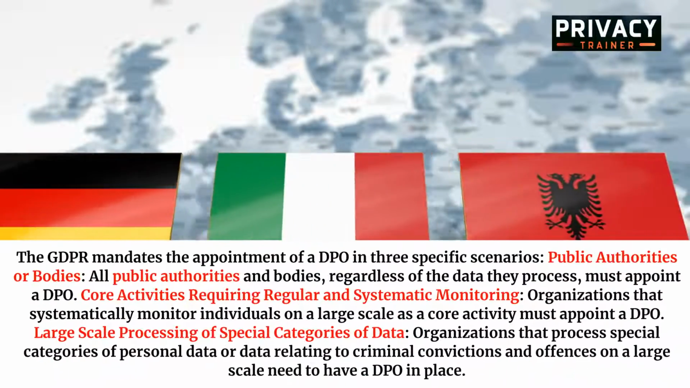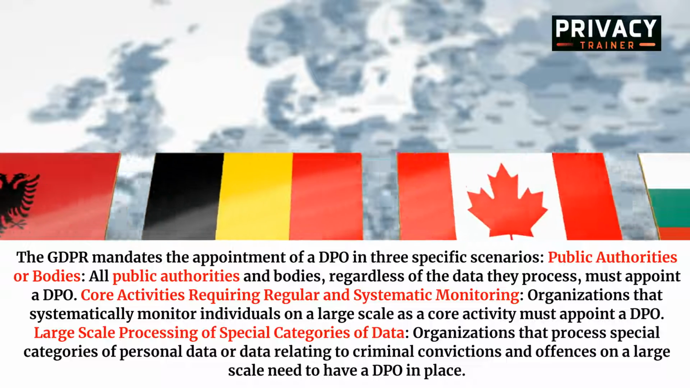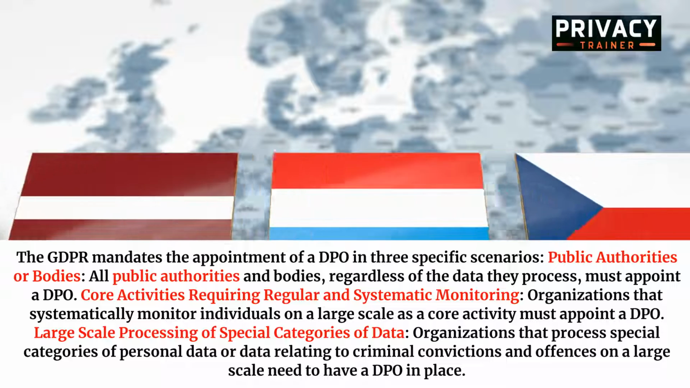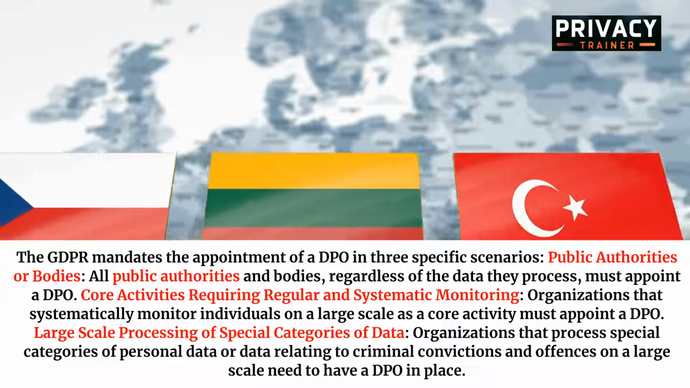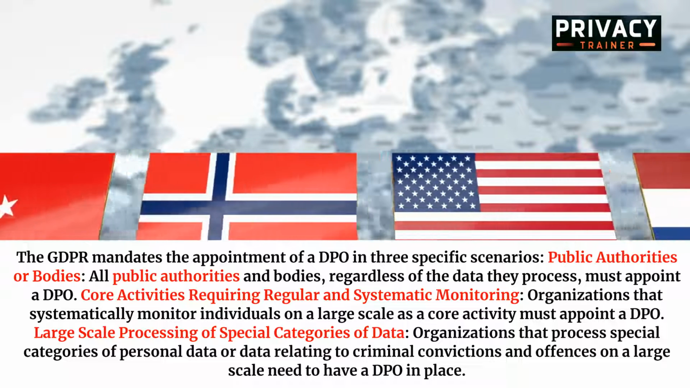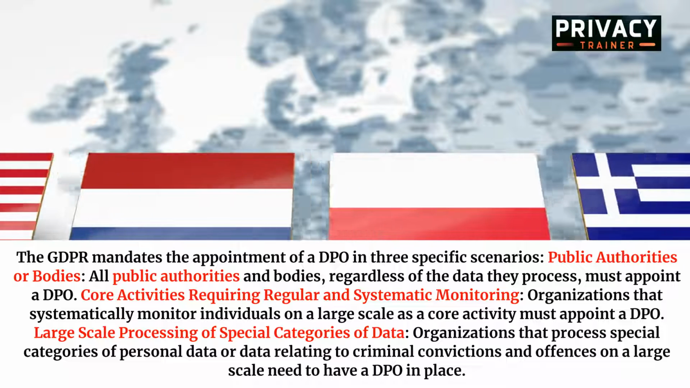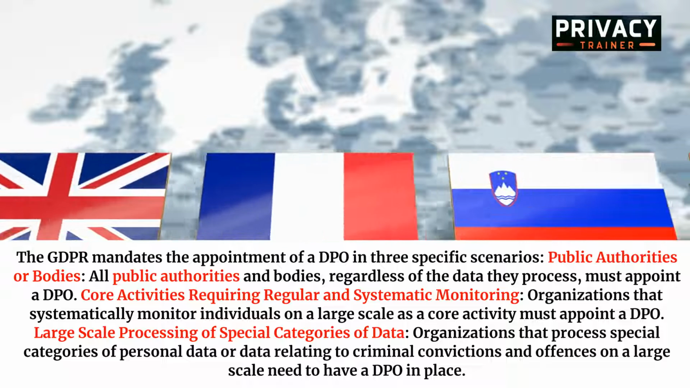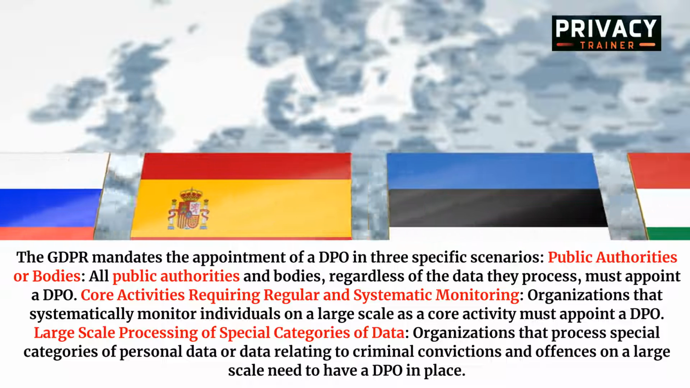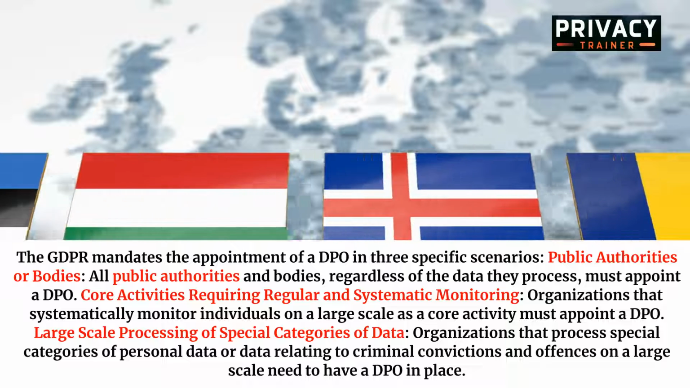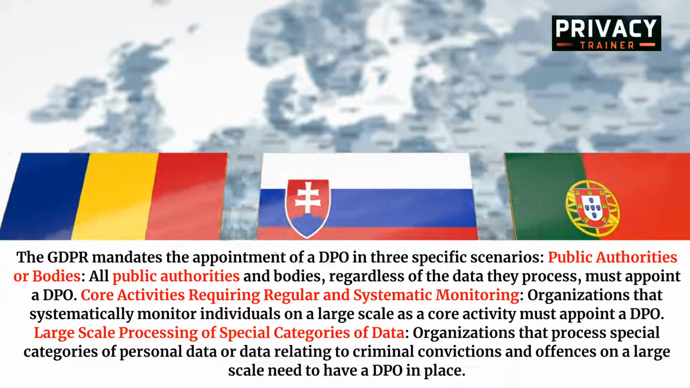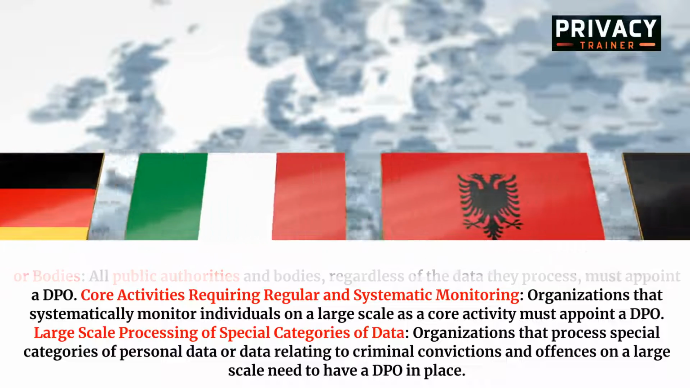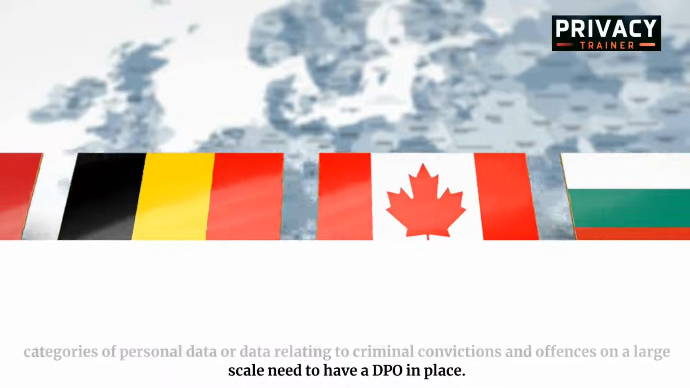The GDPR mandates the appointment of a DPO in 3 specific scenarios: public authorities or bodies. All public authorities and bodies, regardless of the data they process, must appoint a DPO. Core activities requiring regular and systematic monitoring. Organizations that systematically monitor individuals on a large scale as a core activity must appoint a DPO. Large-scale processing of special categories of data. Organizations that process special categories of personal data or data relating to criminal convictions and offenses on a large scale need to have a DPO in place.